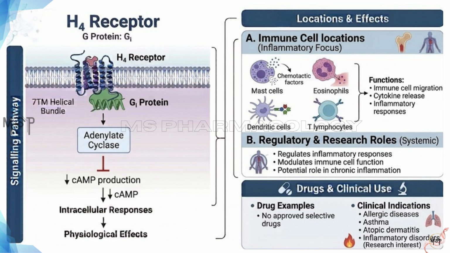H4 receptors are also coupled to Gi proteins and are expressed predominantly on immune cells, including mast cells, eosinophils, dendritic cells, and T lymphocytes. Activation of these receptors regulates immune cell migration, cytokine release, and inflammatory responses. Consequently, H4 receptors are being actively investigated as potential therapeutic targets for allergic diseases, asthma, atopic dermatitis, and other inflammatory disorders. At present, however, no H4 selective drugs have been approved for routine clinical use, and their pharmacological significance remains an active area of research.